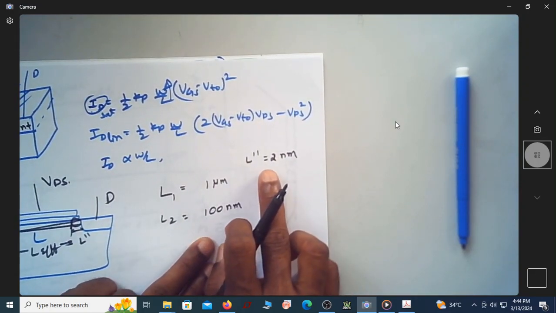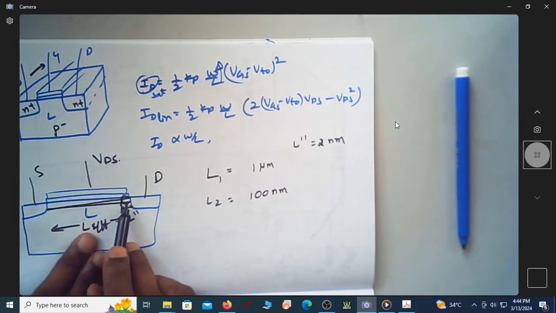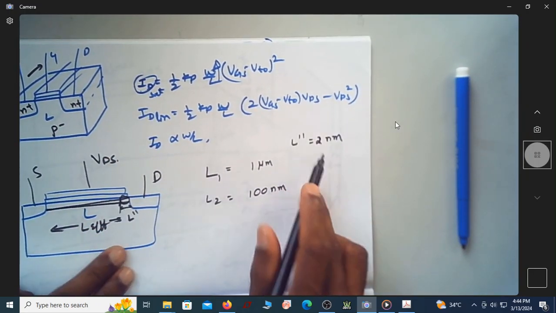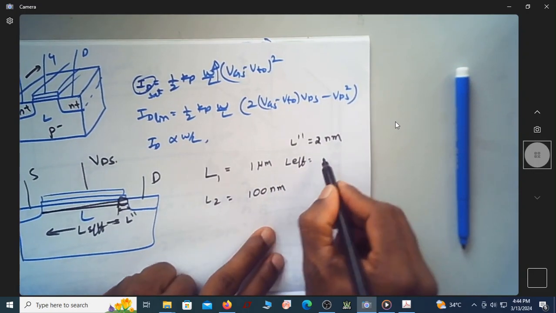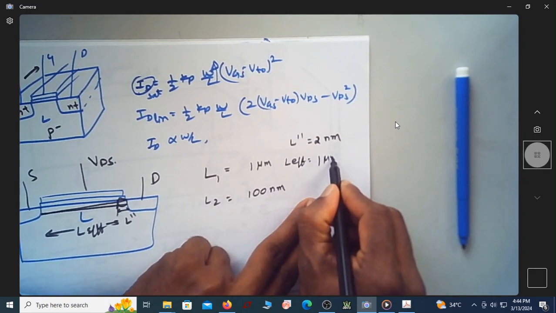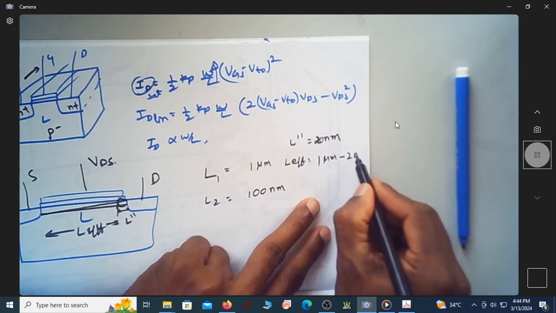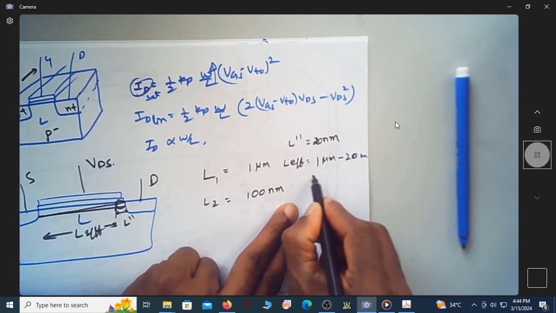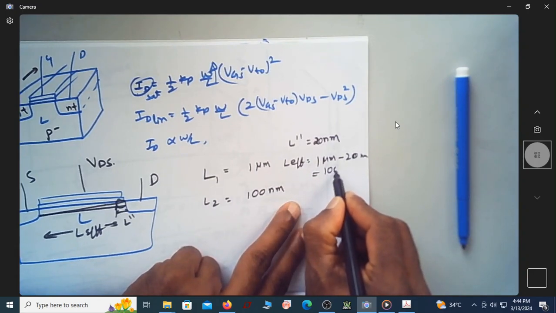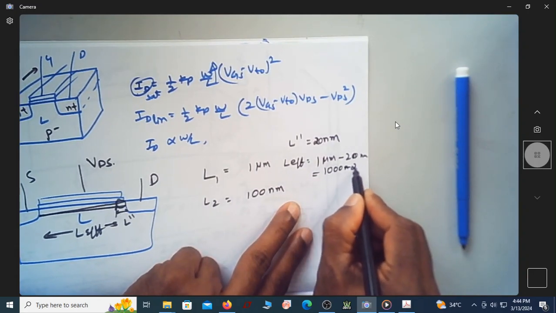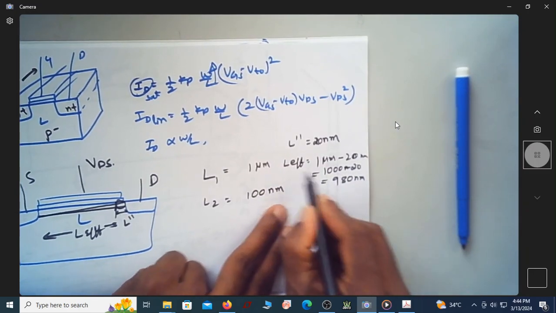So now when this reduction, of course this shrink in the channel, is 2 nanometer, then what is L effective? L effective is equal to 1 micrometer minus, let me take it as 20 nanometer. So how much will this be? We know that 1 micrometer is nothing but 1000 nanometer. So this is 1000 minus 20, which is 980 nanometer. That will be the L effective.